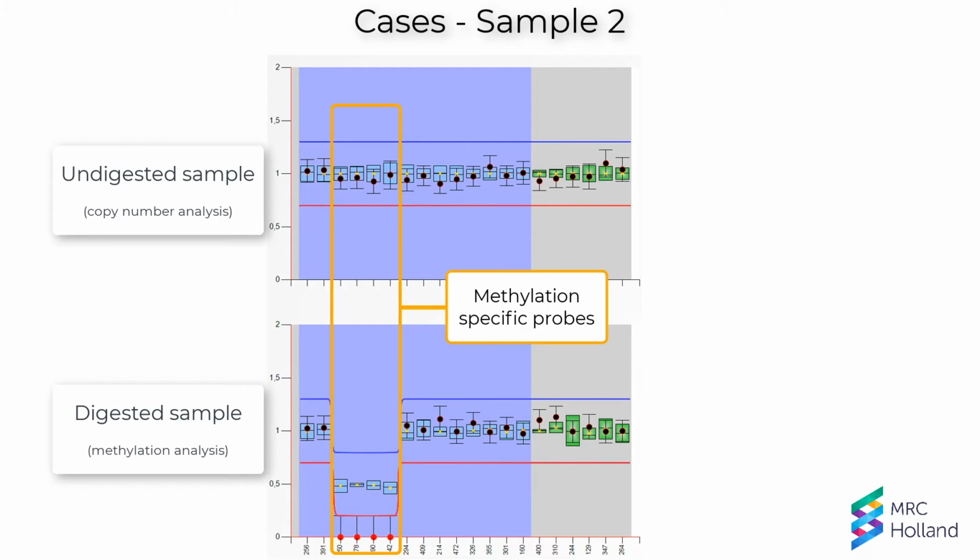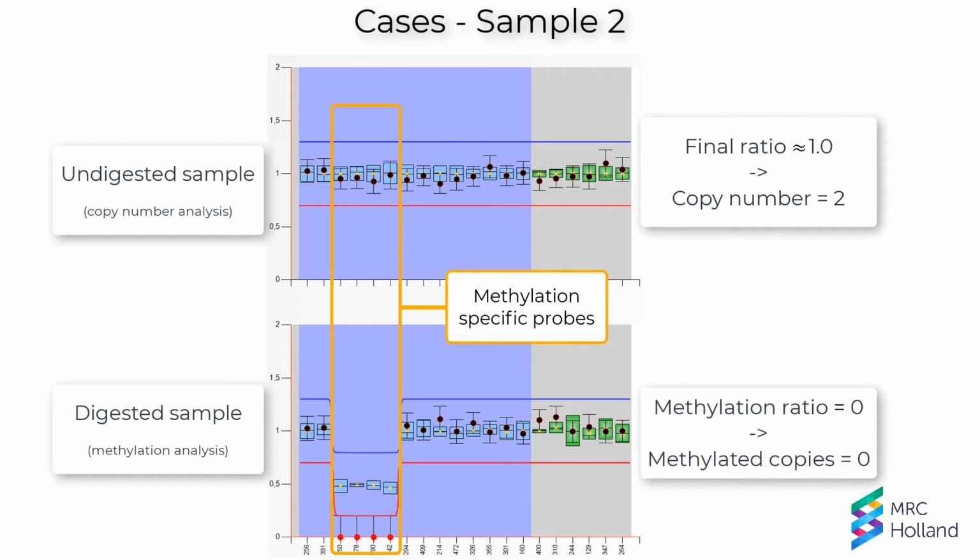Now we look at sample 2. This sample also has 2 copies, as can be concluded from the undigested sample results. But now the ratio of the methylation-specific probes is 0, indicating that both copies were effectively digested by HhaI and were therefore not methylated.